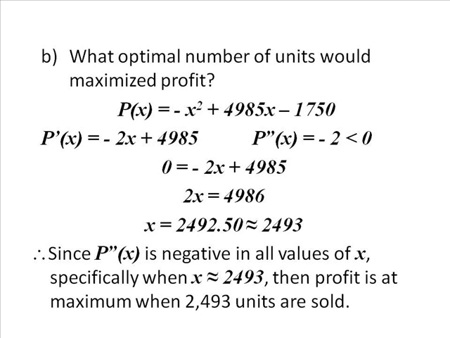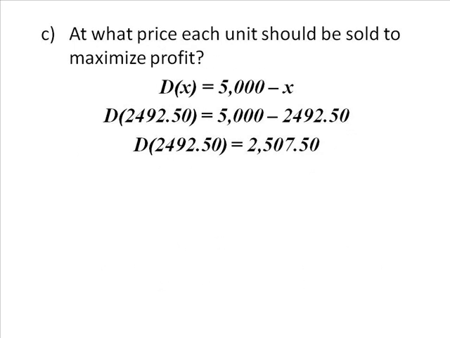What optimal number of units would maximize profit? We use the first derivative of the profit function to solve for the critical value, and then the second derivative to test if the critical value gives the maximum profit. Since p double prime of x is negative for all values of x, specifically when x is approximately 2,493, then profit is at maximum when 2,493 units are sold.